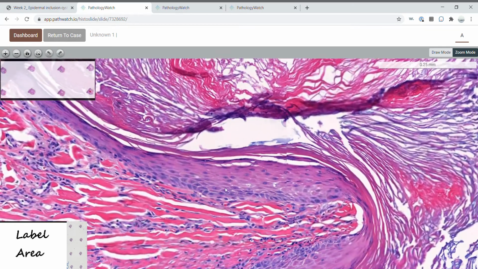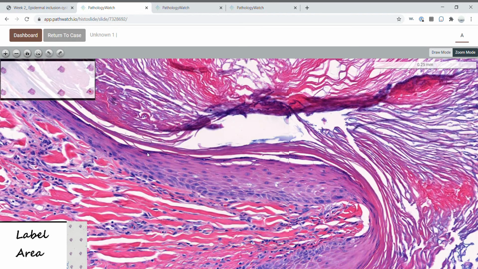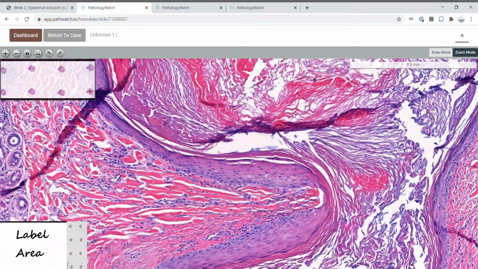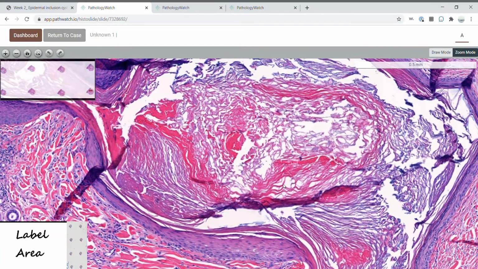The lining of the epidermal inclusion cyst has a granular layer at the surface. The lumen of the cyst is composed of basket weave or onion skin keratin.